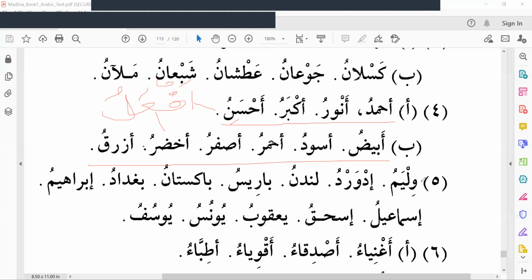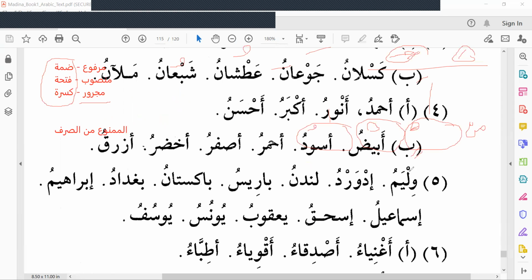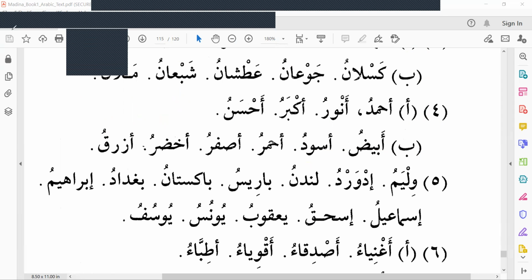And the fifth category is those names that are not in Arabic. These are non-Arabic names. The fifth category is non-Arabic names: William, Edwardu, Londonu, Parisu, Pakistanu, Baghdadu, Ibrahimu, Ismailu, Ishaqu, Yaqubu, Yunusu, Yusufu. So these will also be considered as al-mamnu min as-sarf.